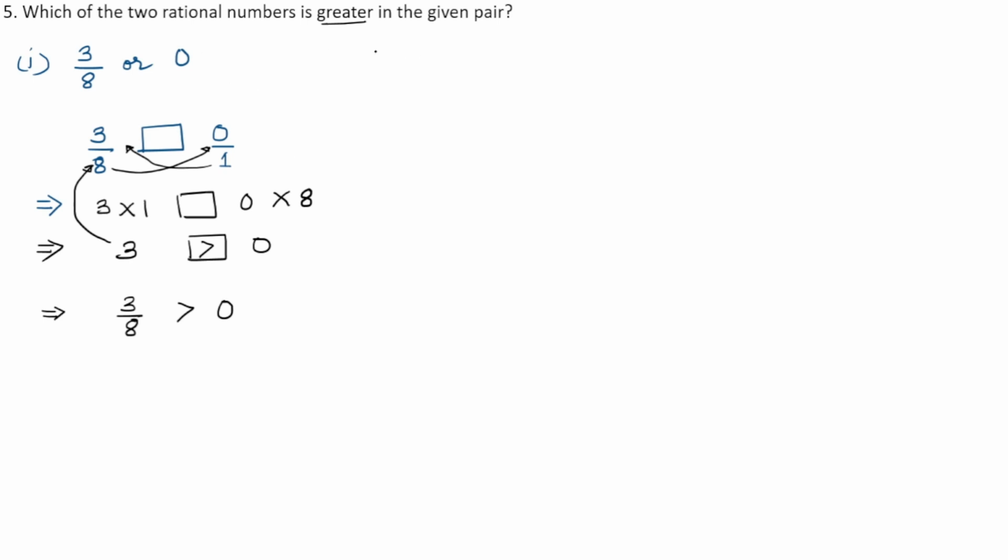Now coming to the second one. Question number 2. Minus 2 by 9 or 0. Now look students, any negative number is smaller than 0. We all know that. Now be it a rational number, if it is negative, it will be smaller than 0. So we are not going to do here cross multiplication. We can simply write that since it is a negative rational number, it is before the 0 on the number line. It is then smaller than 0.